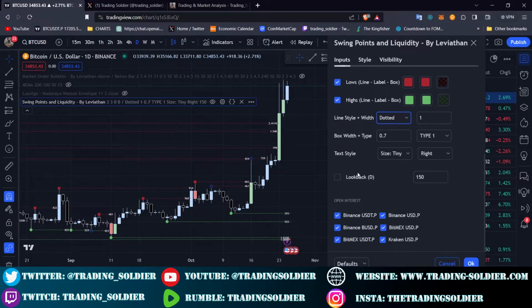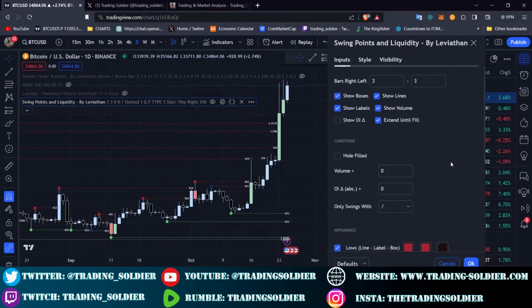Also, a very important feature is the exchanges from which this indicator takes the open interest data. As you see here, there is a setting called open interest, and it's taking the data from the perpetuals of Binance with the USDT pair, BUSD pair, also BitMEX with the USDT pair, also Binance with the USD pair, PERP, BitMEX and Kraken. So you see the exchanges from which this indicator is taking the actual open interest data. Here you can change this preference, but I will leave it.